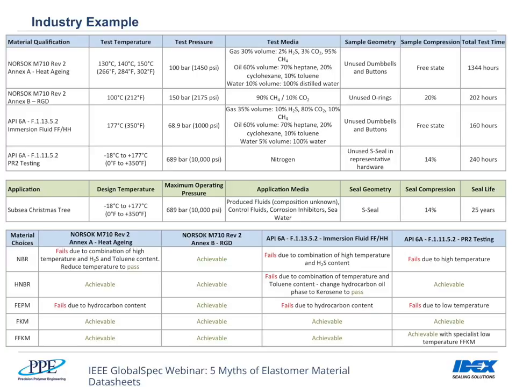So by careful selection of what the test criteria is, you can have a huge effect on whether a material passes or fails. When selecting the test criteria, please make them relevant towards your application. In this case, you can see the application media is produced fluids, composition is unknown. We then have control fluids, corrosion inhibitors and seawater, yet none of the industry approvals take these media into account.